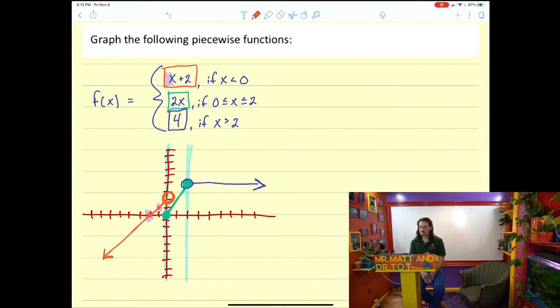And then for the third function, f of x is just equal to 4, so we have a horizontal line starting at x is equal to 2 and continuing rightward towards positive infinity. The domain, however, is exclusive to x is equal to 2. It's x is greater than 2, not greater than or equal to, so we have a hollow dot at x is equal to 2.